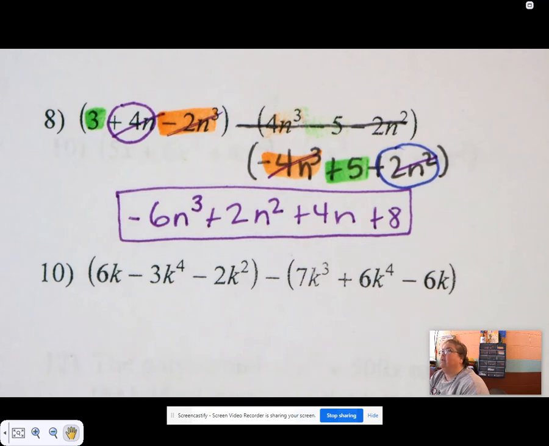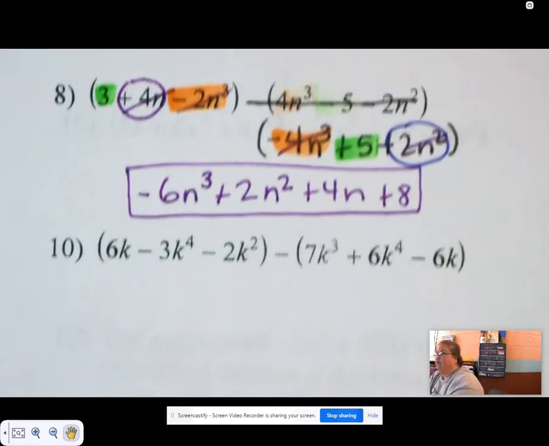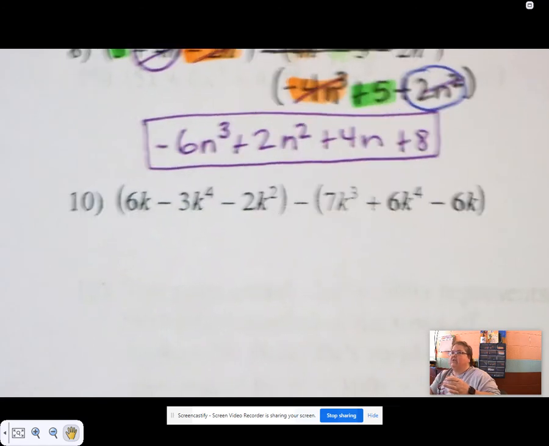Notice how I do that. I do that to show you, but when I'm working them ahead, I always mark them out too, because next thing you know, I've lost them. I lose terms all the time. Okay, so let's try another one. Let's do number 10, please. Get your answer for number 10.